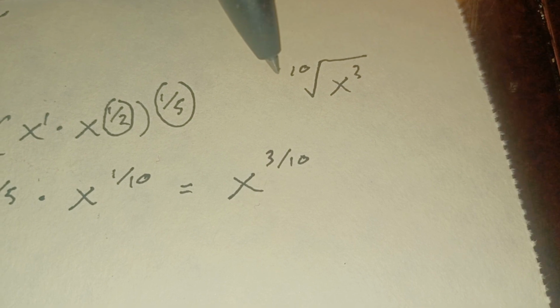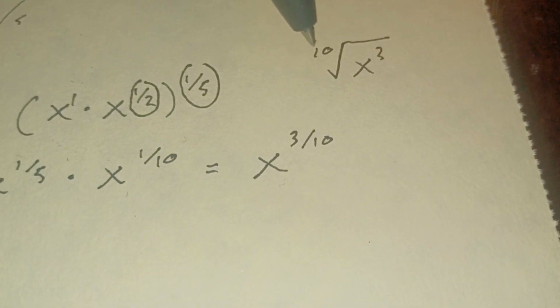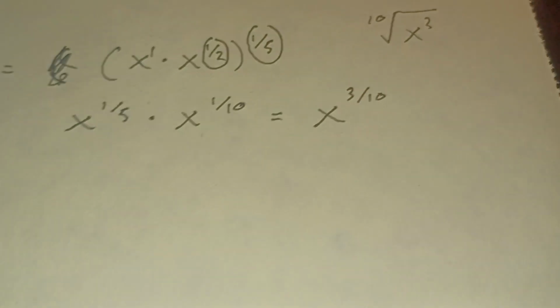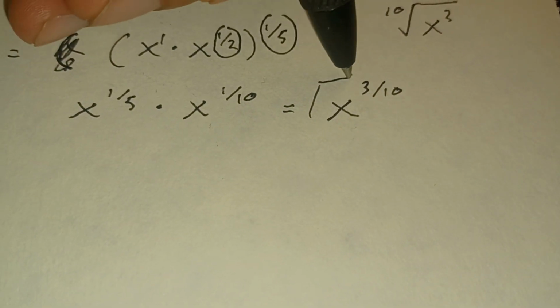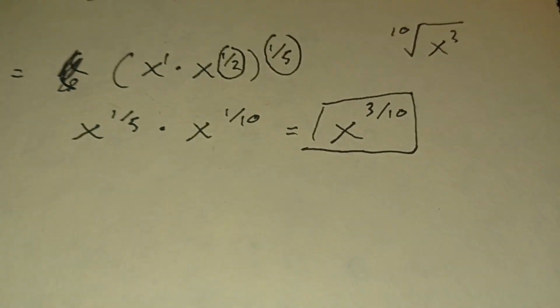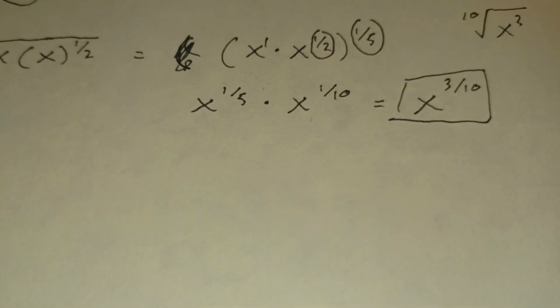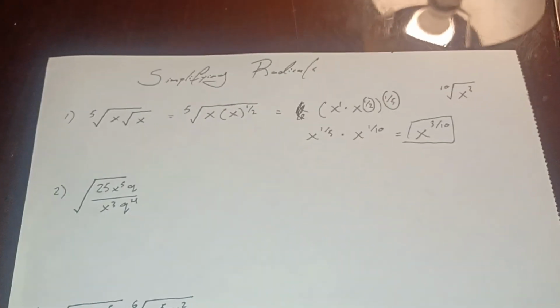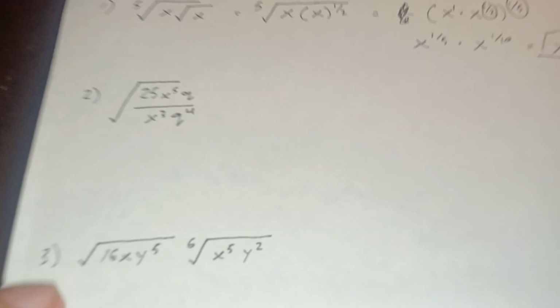We see that we can't really simplify this any further than what it already is. So this is going to be our answer: x to the 3/10 power. That's how we do number 1. Let's move on to number 2.